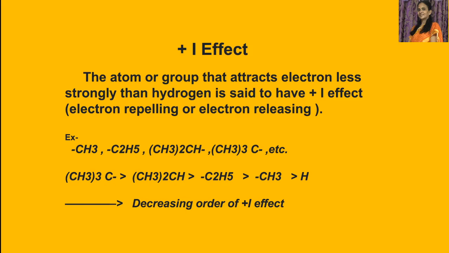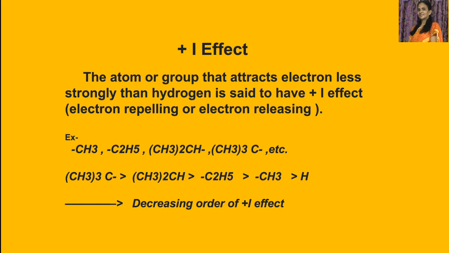So, this is tertiary butyl group, whereas this is secondary propyl group. This is primary, and this is methyl, and this is hydrogen. This is the decreasing order of plus I effect.